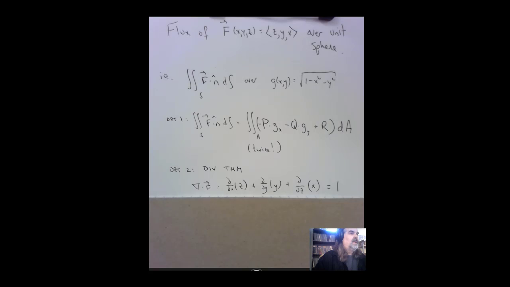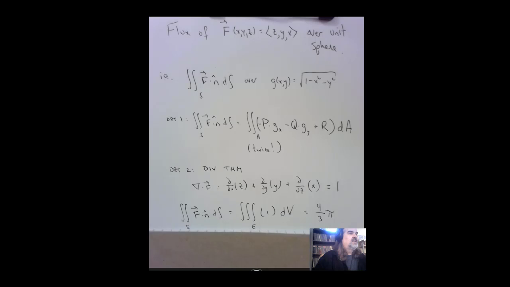And so we need to calculate the divergence of this field, which is just the derivative with respect to x of the first component plus the derivative with respect to y of the second component, etc. It's just 1. And so the divergence theorem says, well, hey, let's swap that surface integral that we don't want to do. Let's do instead a triple integral of the divergence of our vector field over this volume, the unit sphere. And the divergence is 1.